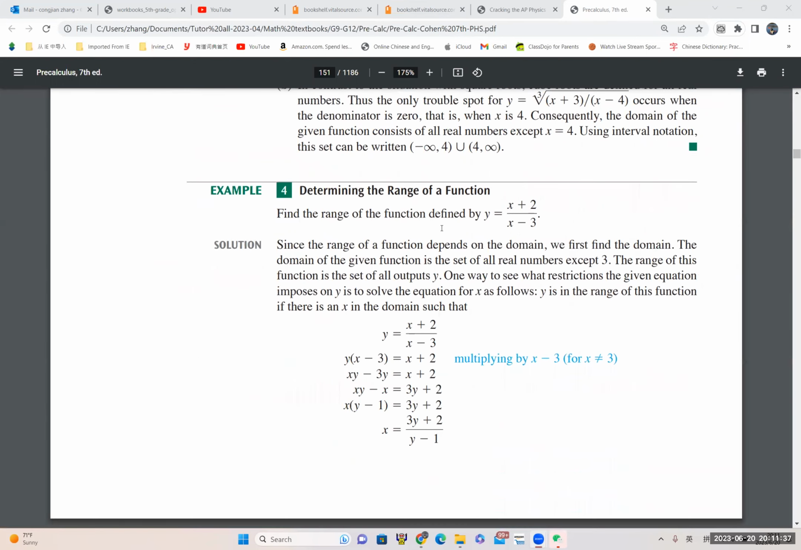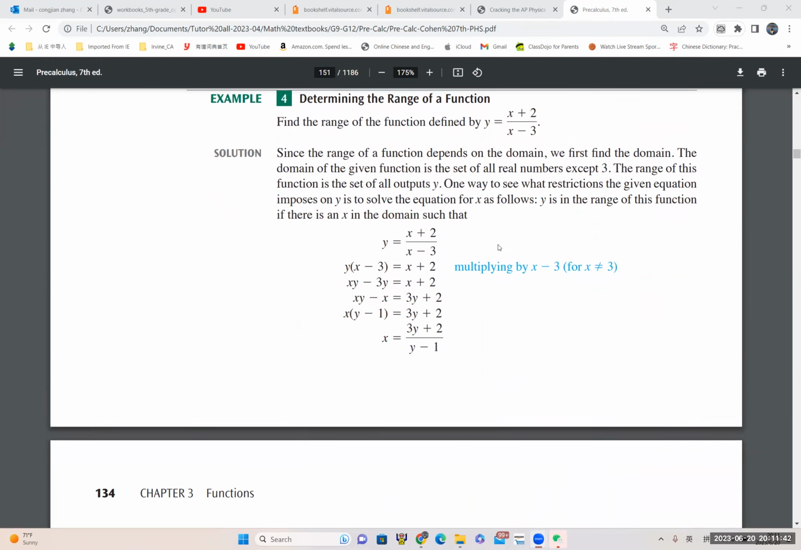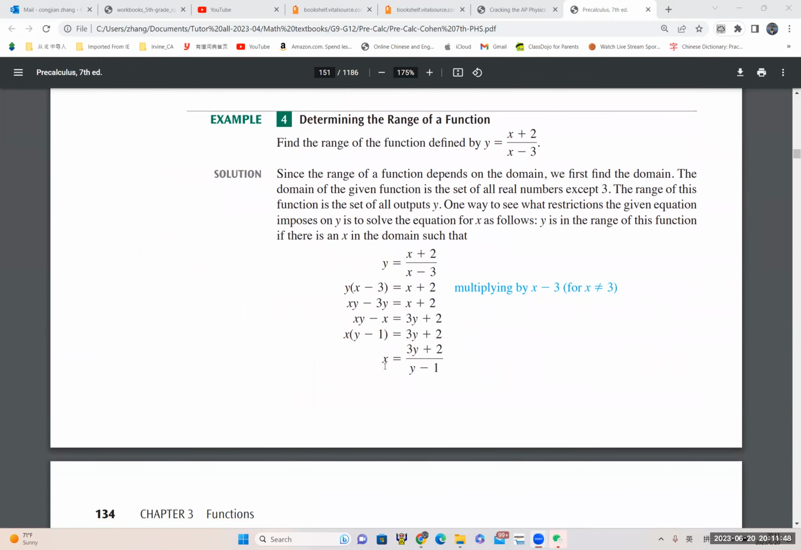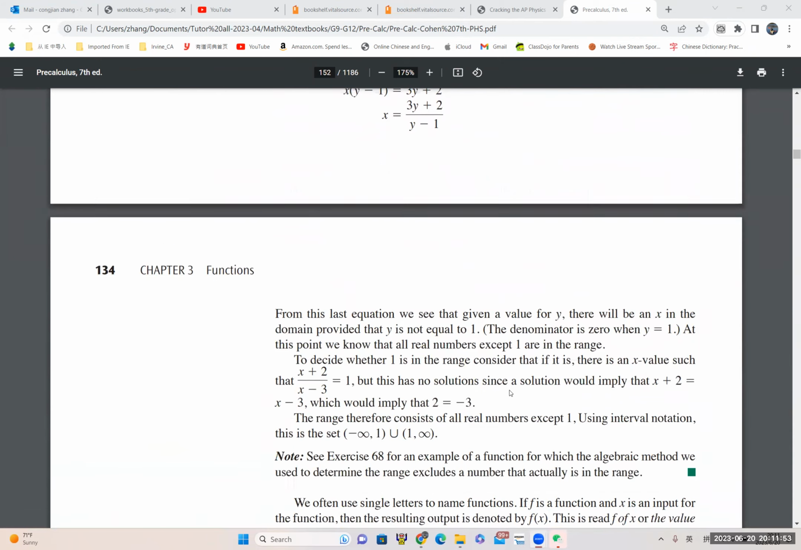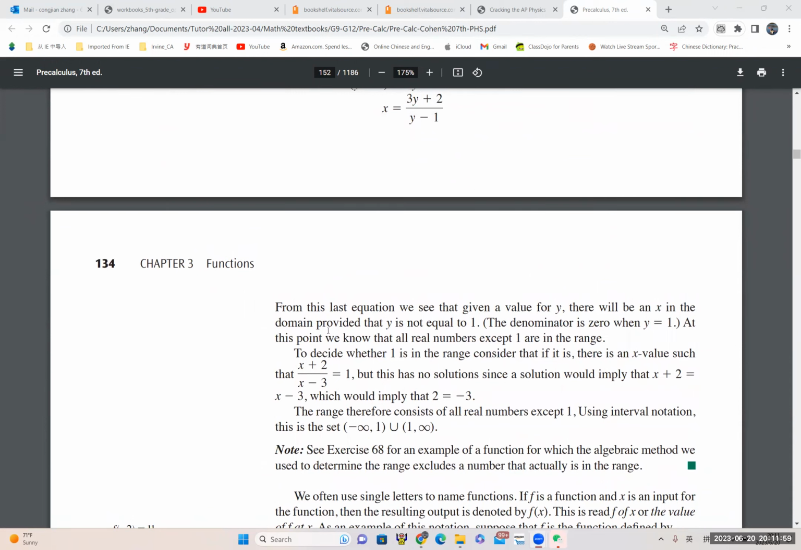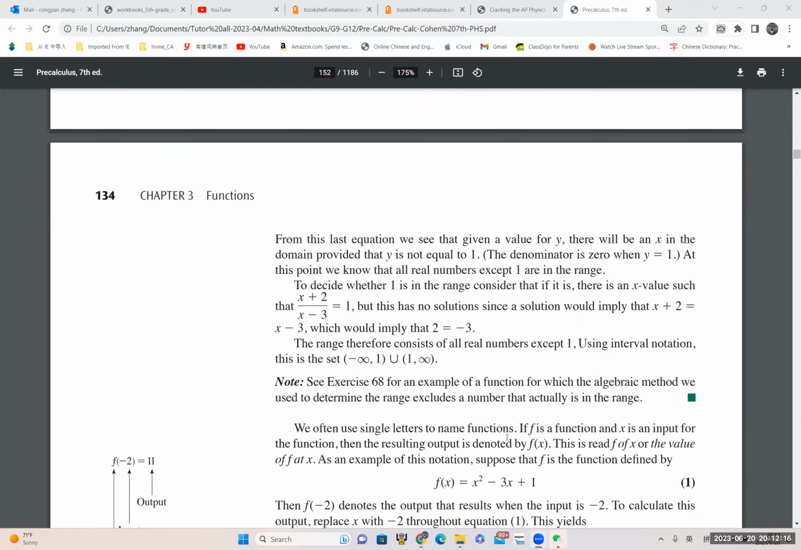Yeah, let's quickly check. What's this? In order to find the range, they rewrite it, like solving for x, and then they judge. It means finding its inverse function. Is the inverse function mentioned here? Anyway, from this we know y cannot be 1. It's a kind of special thing.